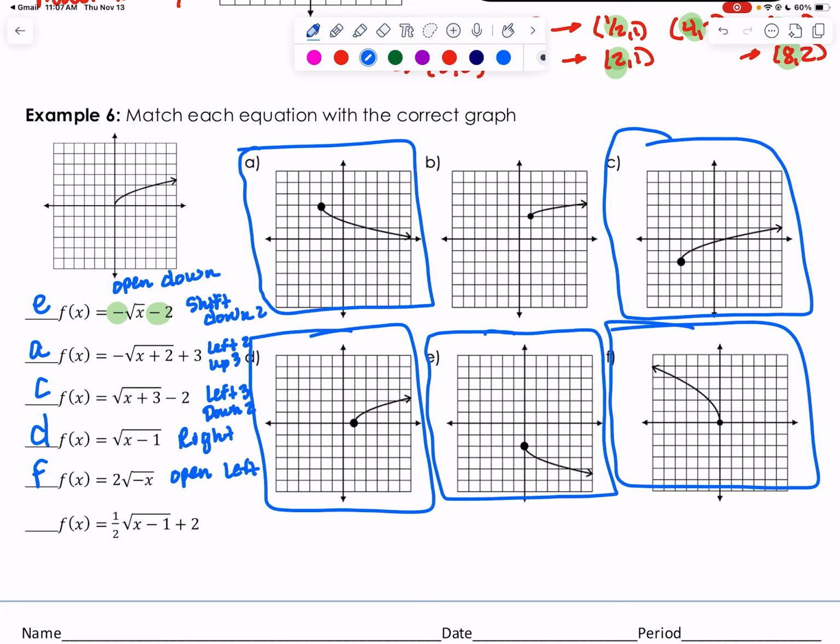All right, so our last one, 1/2 times the square root of x minus 1 plus 2. That is moving to the right 1 and up 2. And so the only one that matches that is letter B. All right, and that concludes today's lesson, transformations of square root functions.